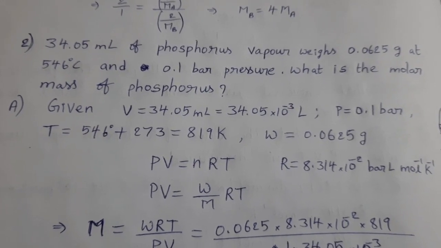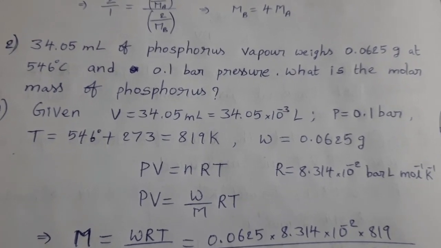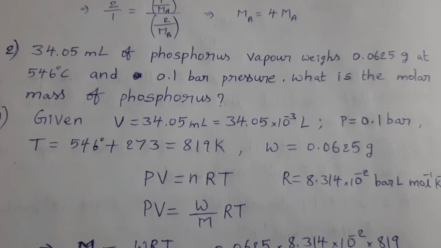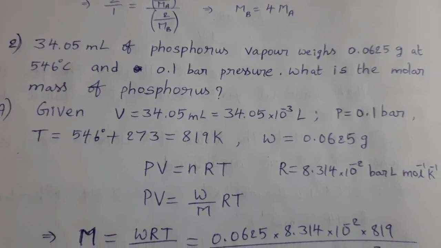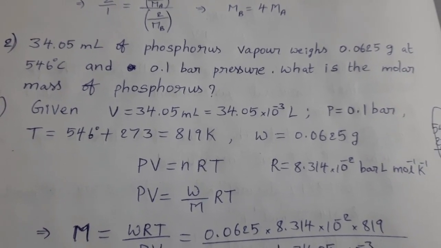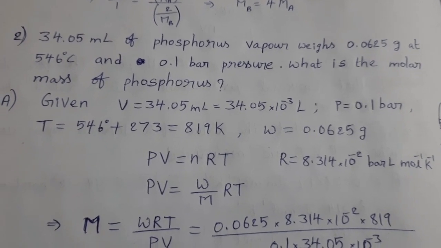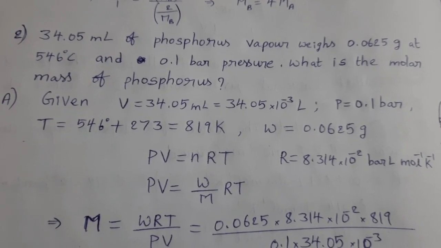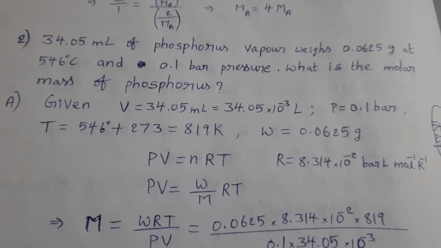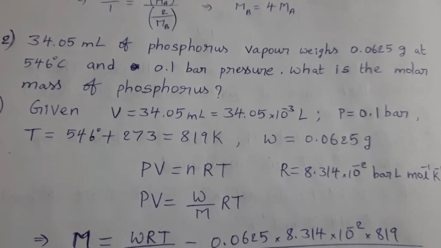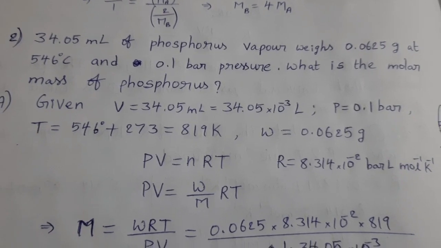See the numericals related to the ideal gas equation. 34.05 ml of phosphorus vapor weighs 0.0625 grams at 546 degrees Celsius and 0.1 bar pressure. What is the molar mass of phosphorus?